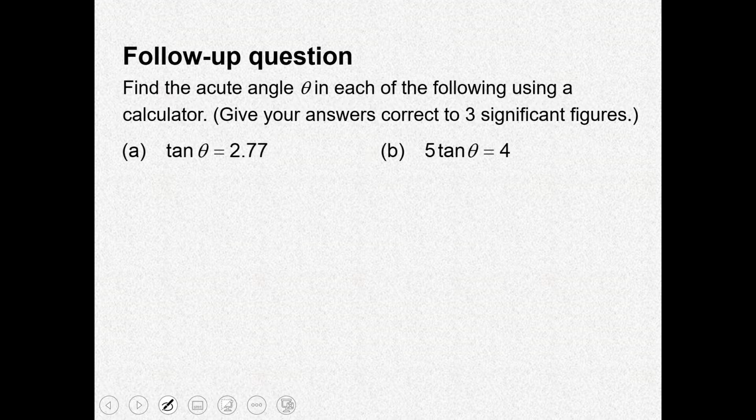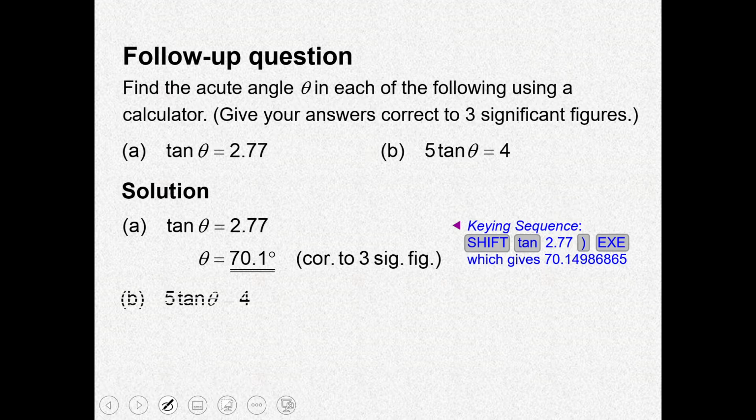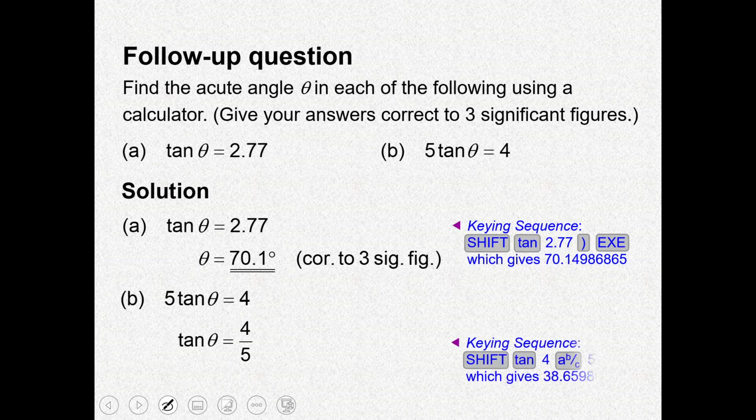So how about tangent? For part A, the answer should be 70.1 degrees. For part B, first of all, we need to move the 5 to the right hand side. So tangent theta equals 4 over 5. And so you can find out the value of theta will be 38.7 degrees.